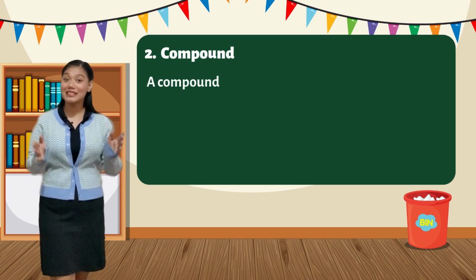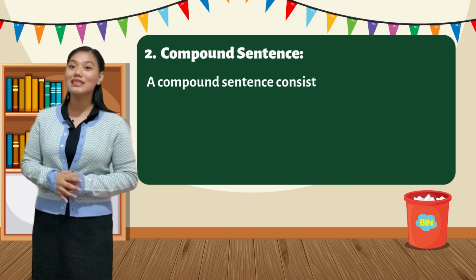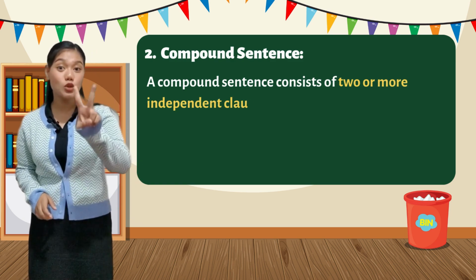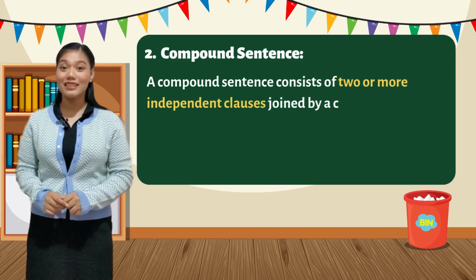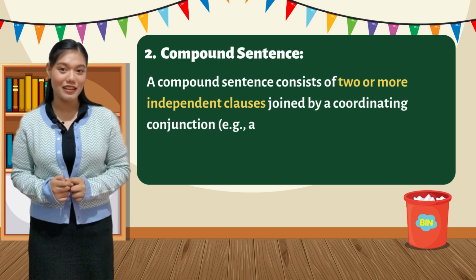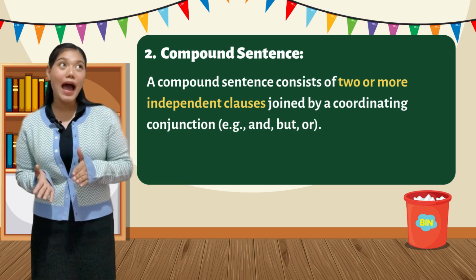Now let's proceed to the second one, which is the compound sentence. A compound sentence consists of two or more independent clauses joined by a coordinating conjunction such as and, but, or or.